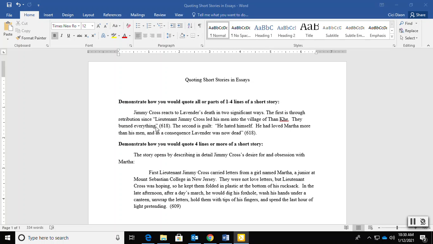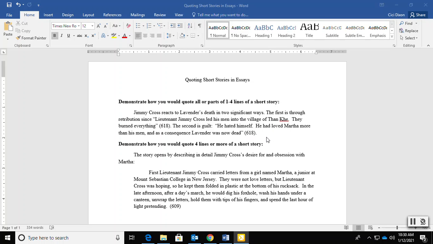After the quotation, you're going to give just the page number from the book in parentheses and then the period after, okay? This just happens to be from the same page. Most of your quotations are going to be like that. They're going to be a word, they're going to be a phrase, or they're going to be a sentence. Now, you might have 4 lines or more of a short story.